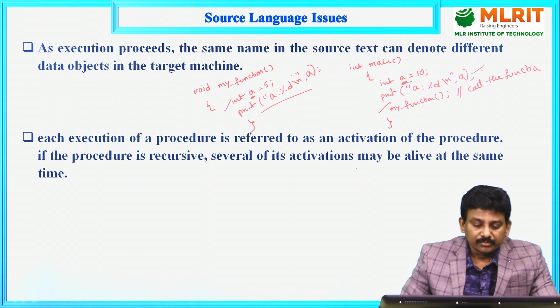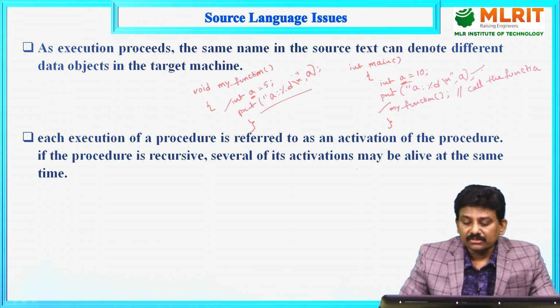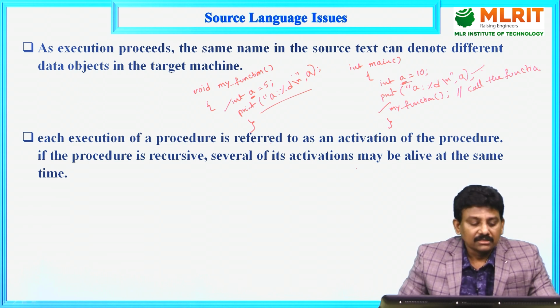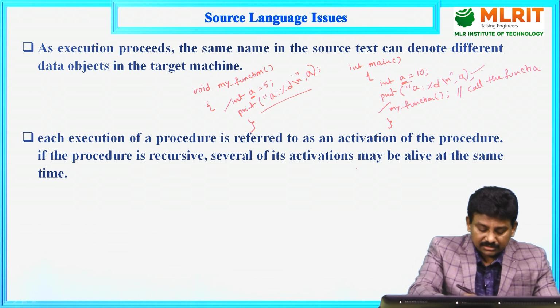Each execution of a procedure is referred to as an activation of the procedure. If the procedure is recursive, several of its activations may be alive at the same time. When you call a procedure, an activation record is created. So, the procedure is active. You can understand this with the example.